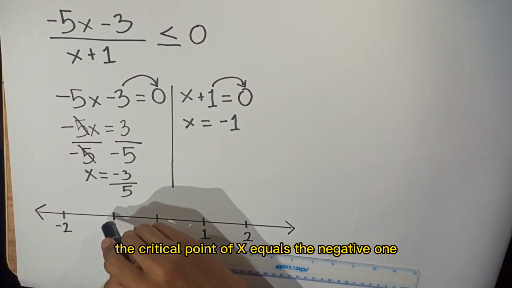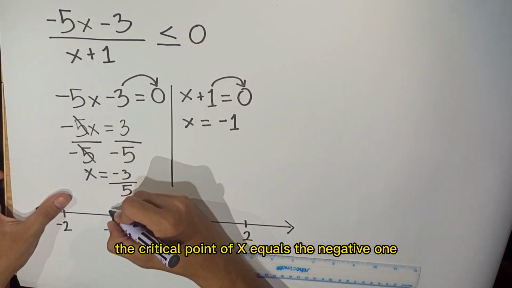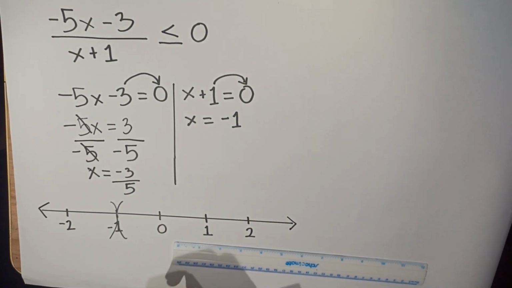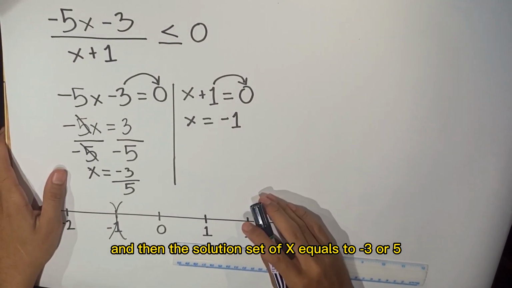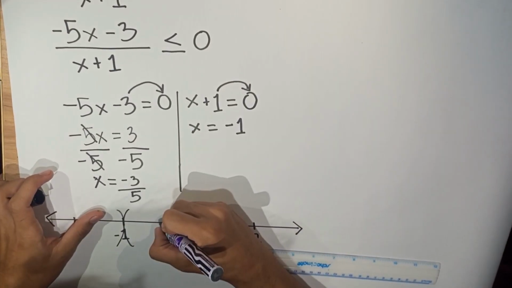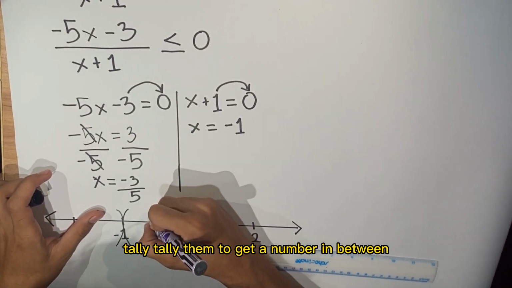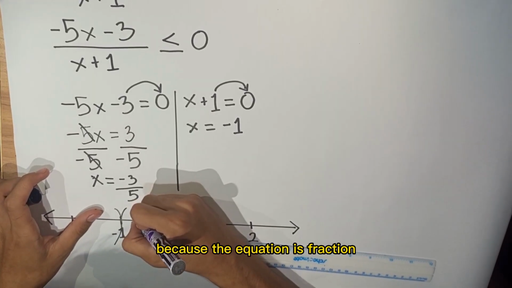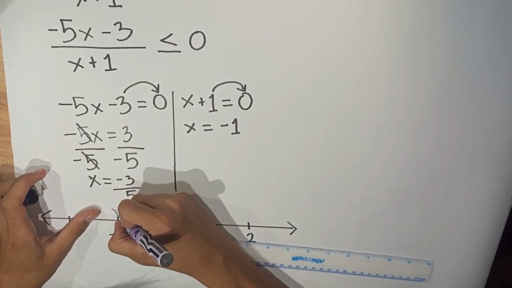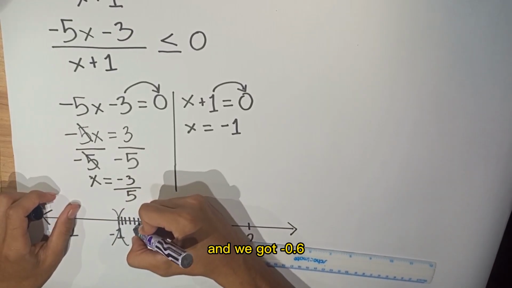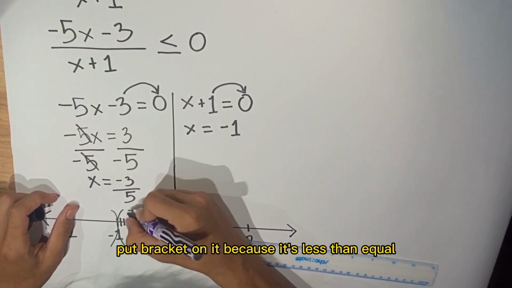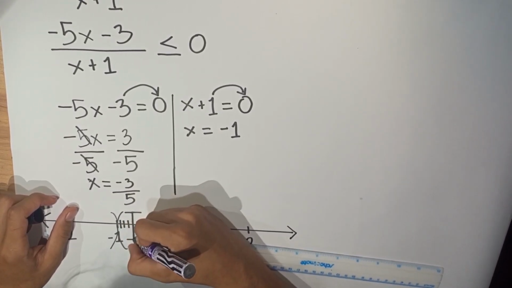The critical point of x equals negative 1 is an open interval. And then the solution set of x equals negative 3 over 5: tally them to get a number in between, because the equation is a fraction, then divide, and we get negative 0.6. Put a bracket on it because it's less than or equal.